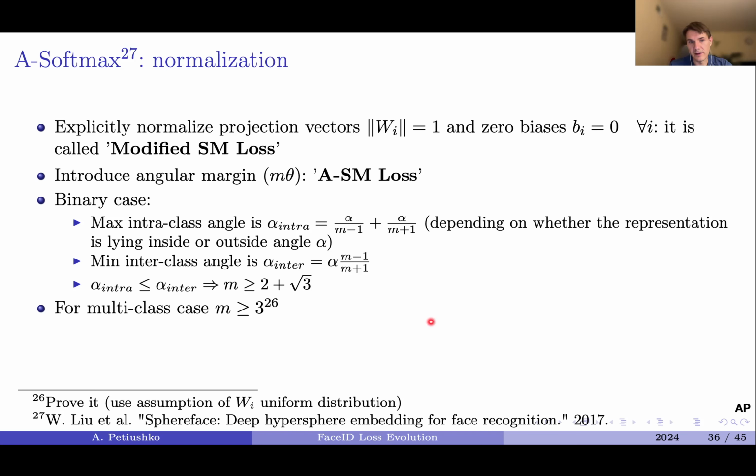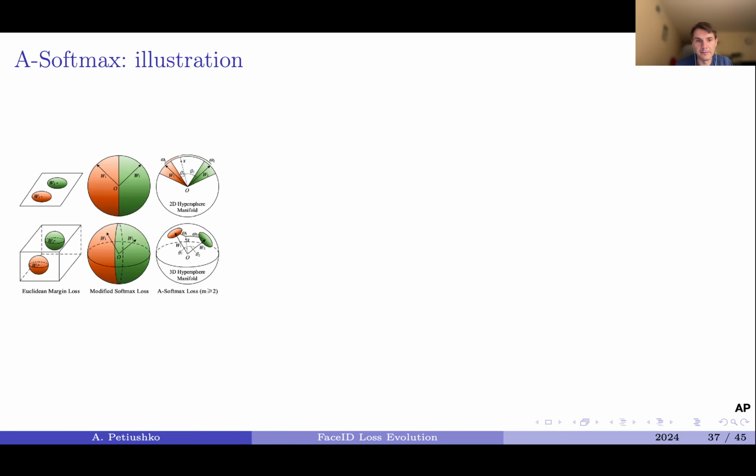The hint is to use the assumption that the w_i have a uniform distribution, or you can just try to do it by yourself, or consult the original paper. But it doesn't matter. So m should be something like 3, 4, or even bigger. And for experiments, it usually makes sense to use m equal to 4.